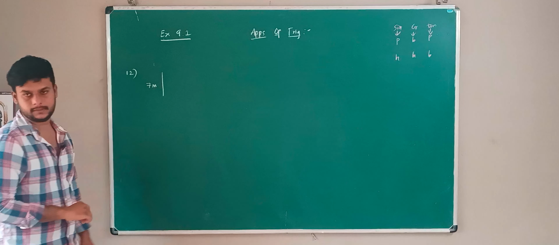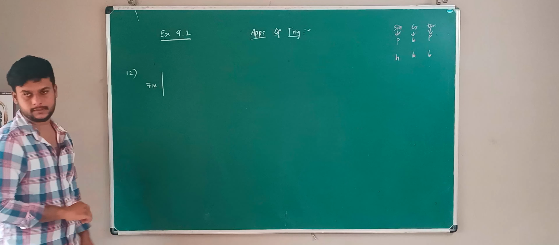Okay, see here. From here, if this is a building, if you see from here, the angle of elevation is how much? 60 degree. Next. And the angle of depression of the foot of the tower is 45 degrees. Determine the height of the tower. Understood the question? So this is a building. This is the tower.